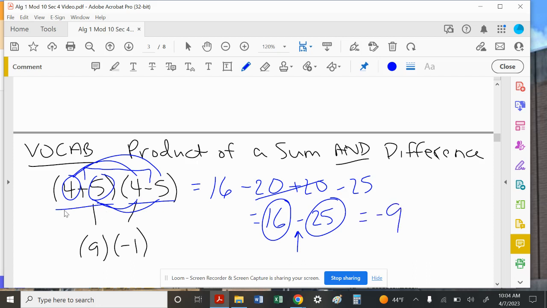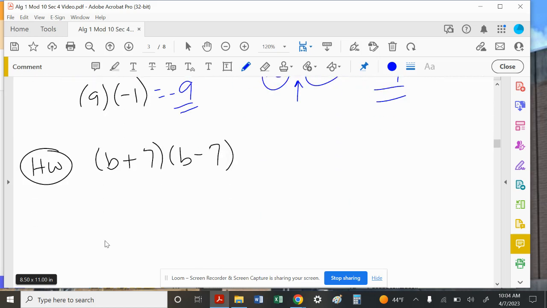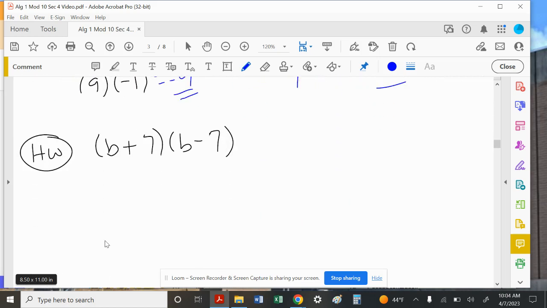And now let's take a look at that. 4 plus 5 is 9. 4 minus 5 is negative 1. If I multiply those two together, I also get negative 9, which tells me I'm doing this correctly. Okay, so let's move on to some problems now. So we have a few different problems that I want to walk through to make sure that you know how to do these.